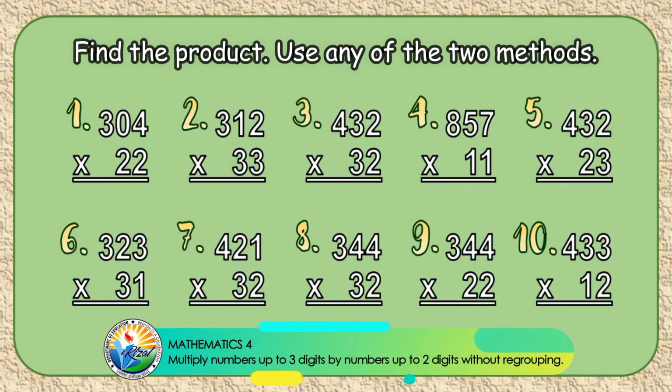Number 7, 421 times 32. Number 8, 344 times 32. Number 9, 344 times 22. And 10, 433 times 12.